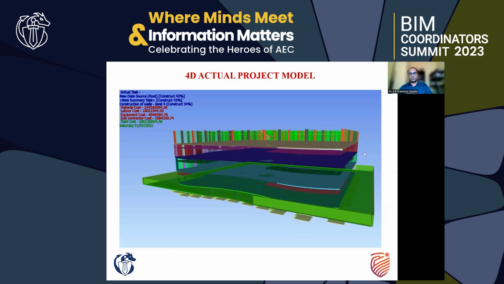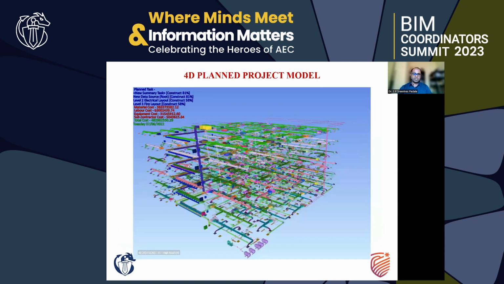Similarly, this is for the MEP model. Since I cannot show you the MEP components, I have just hidden the architectural and structural elements. Here also I did the same thing. As per the plan model, level 3 fire layer should be completed and level 2 electrical layer should be completed. You can also see the date here.